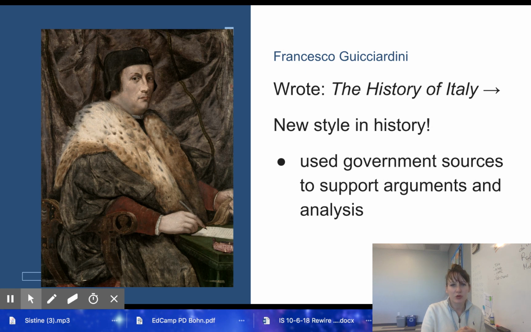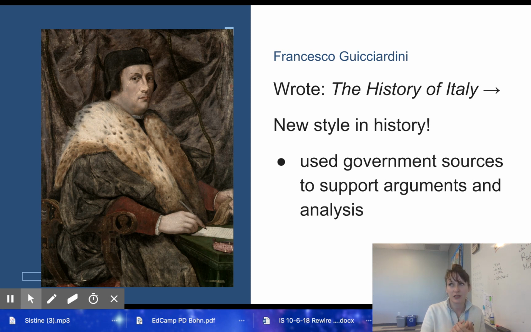So he wrote The History of Italy, and this was a new style of how history was approached, right? The study of history has not been the same throughout time because the way we approach history has changed over time. And he used sources. Think of primary sources when we use DBQs. He used sources to support his arguments. This is really important, right?